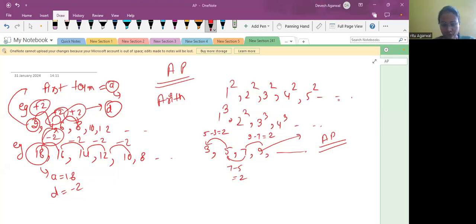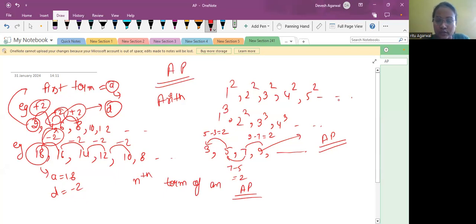Now we further discuss the nth term of an AP. So what is the meaning of the nth term of an AP, right? When we are writing an AP, arithmetic progression, like 2, 4, 6, 8, 10, 12, and someone asks us what the 32nd term of this AP will be, what will I do? Should I start writing 2, 4, 6, 8, 10, 12, 14, 16, like that?